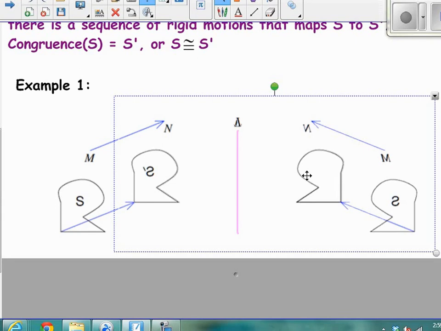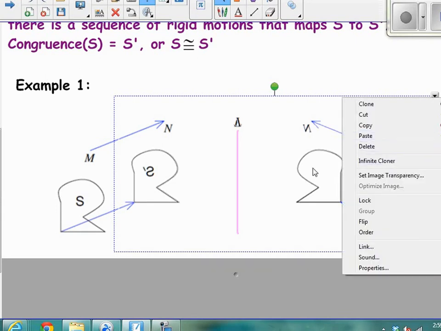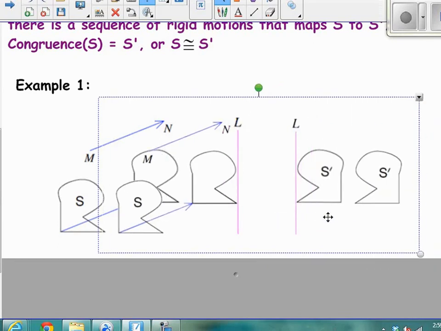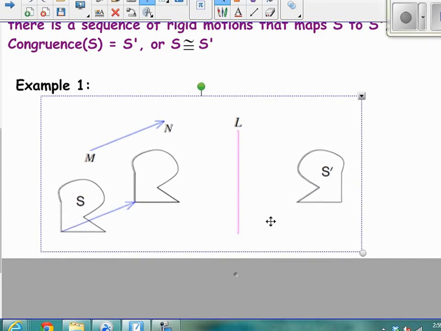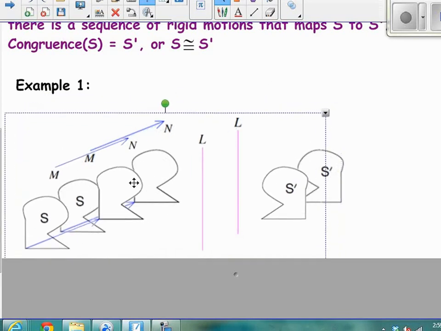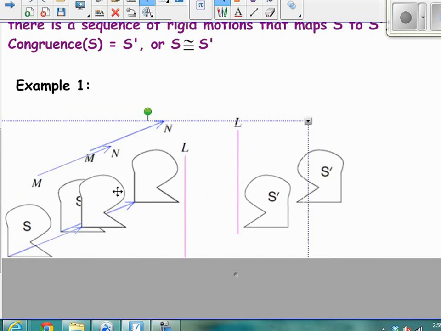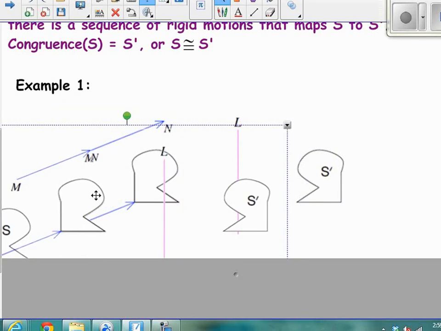So what happens if we do this in reverse? So let's reflect this image here. And then let's translate that figure across vector NM. So we're going the opposite direction. And you see it does map onto it.